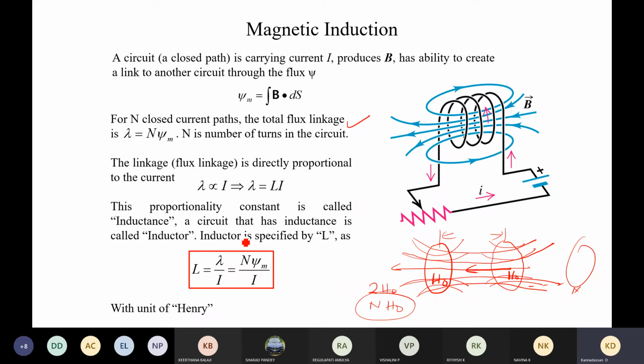Because of the magnetic flux linkage, the total flux is often calculated as the magnetic linkage lambda, which is nothing but the number of turns n times the magnetic flux induced by the single turn.